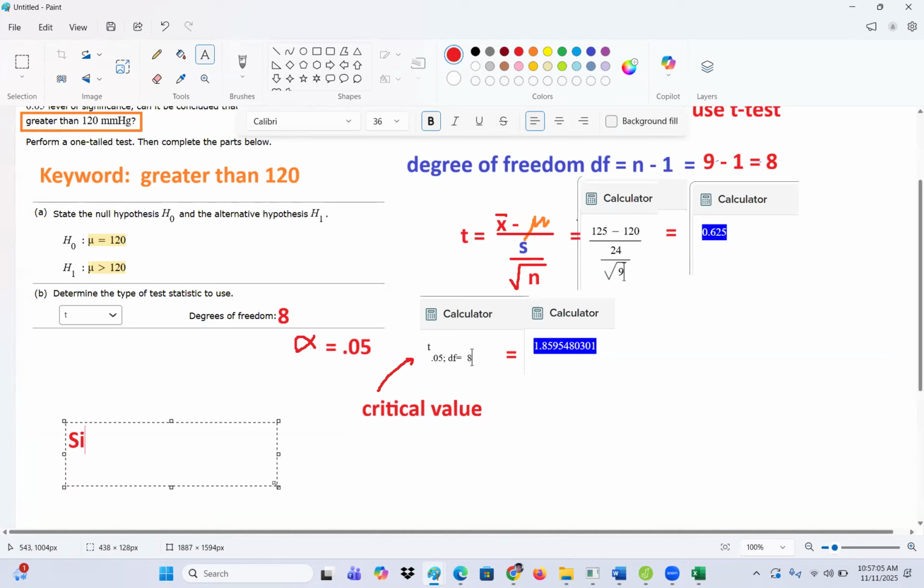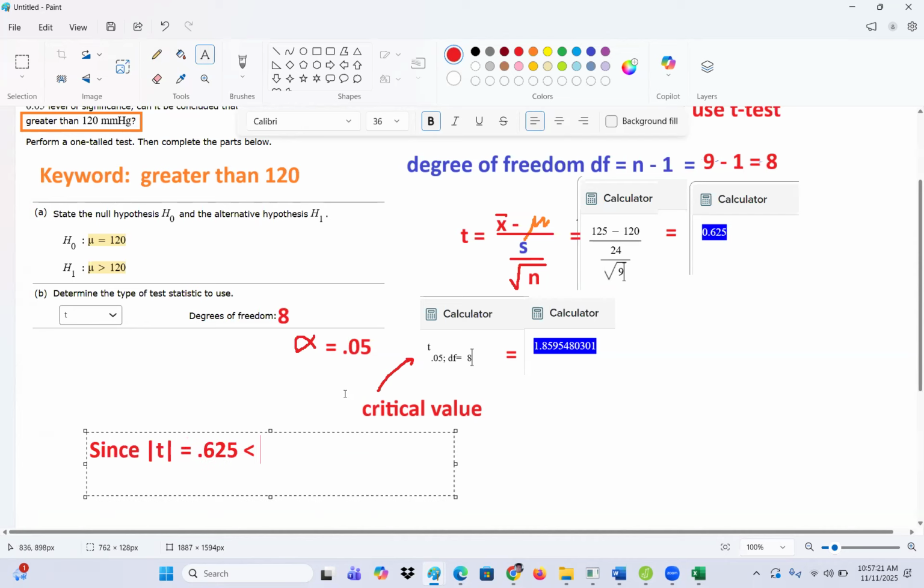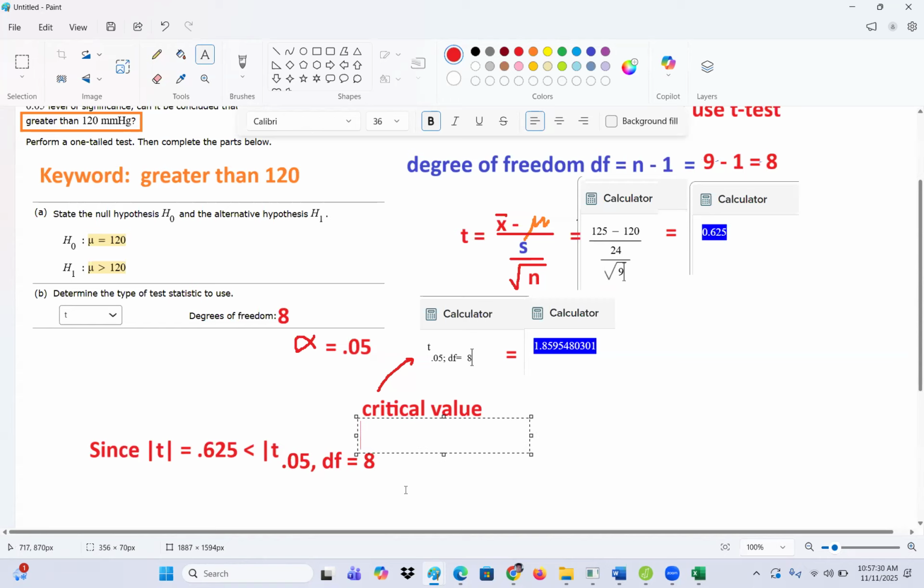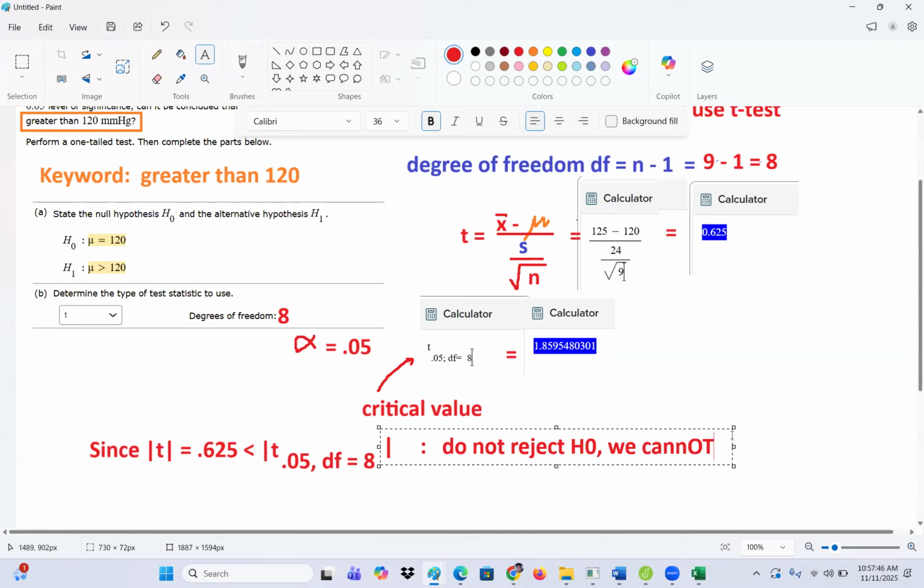And we're gonna say since the sample statistical value that we had was 0.625, and 0.625 was less than the critical value, which is 0.05 at 8 degrees of freedom, meaning that we do not reject H0. We can accept the claim. Accept the claim, right?